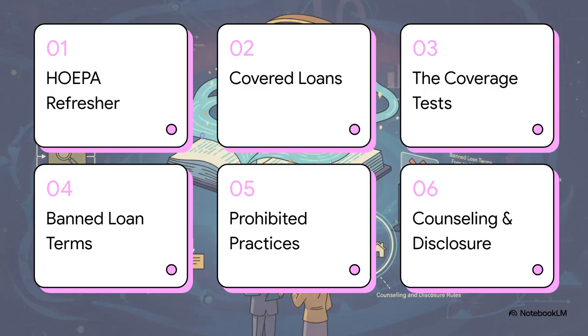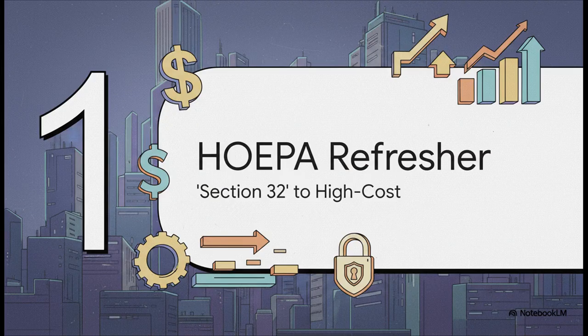So, here's how we're going to break it all down. First up, a quick refresher on where HOEPA came from. Then we'll figure out which loans you even need to worry about. After that, we'll get into the real heart of it, the three big tests that determine if a loan is high cost. From there, we'll look at all the rules that kick in, what terms are banned, what practices are prohibited, and finally, we'll wrap up with the must-do counseling and disclosure rules. Let's jump in.